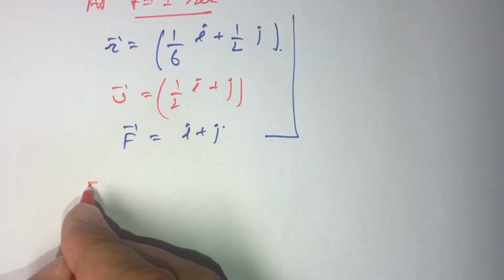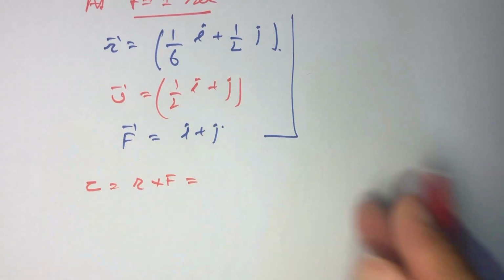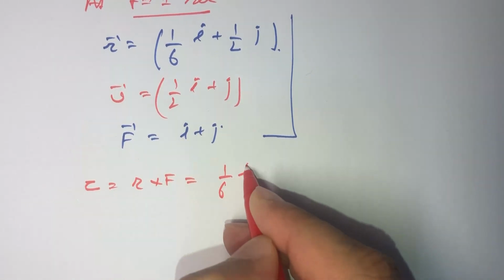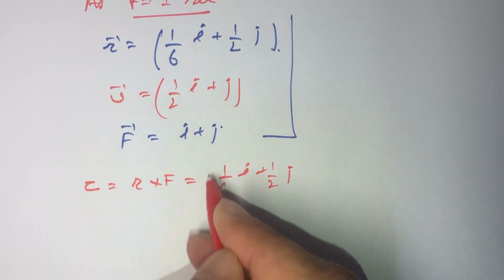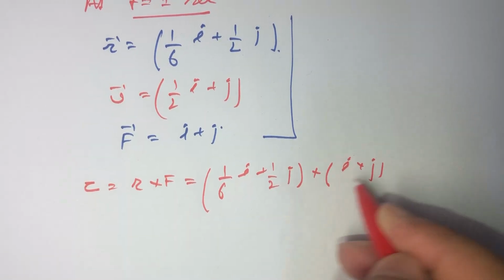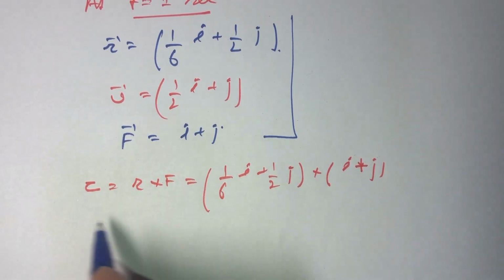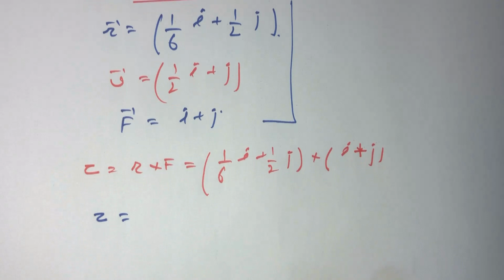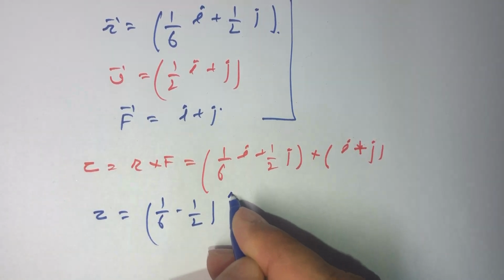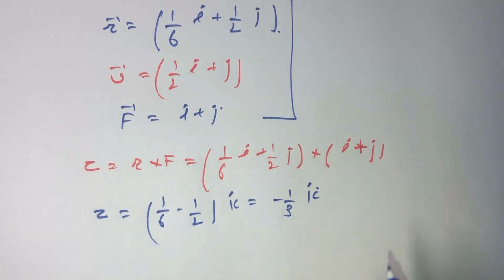So we know that the equation of the torque is equal to r cross f. Substituting the values of r and f respectively: 1 by 6 i plus 1 by 2 j cross f, which is i cross j, i plus j. We get that the torque will be equal to 1 by 6 minus 1 by 2, and this will be in the k vector, which comes equal to minus 1 by 3 k unit vector.